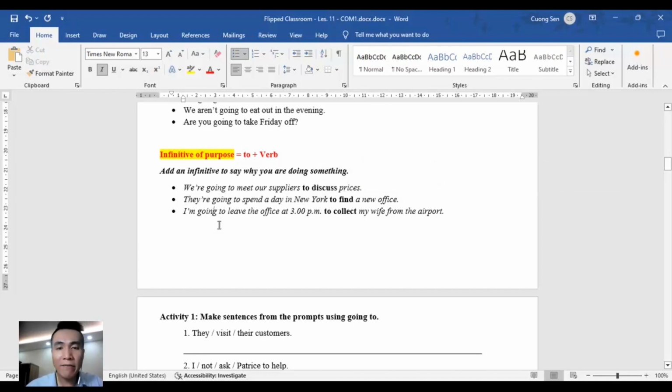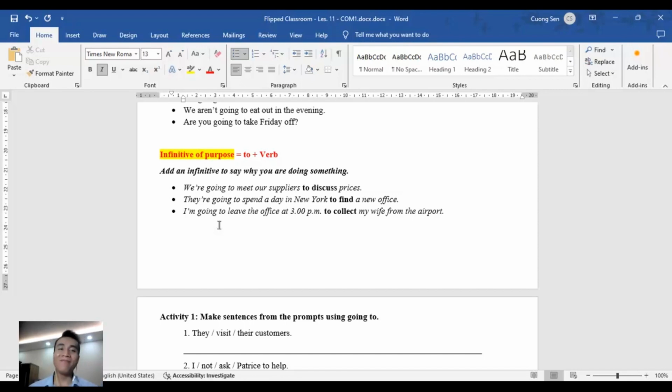I'm going to leave the office at 3 p.m. Why are you leaving the office at 3 p.m.? Usually we leave at 5. To collect my wife from the airport, or to pick my wife up at the airport. Because my wife just arrived back. She's been traveling and now she's back, so I need to pick her up. That's the reason, right? You try to explain the action that you mentioned earlier.